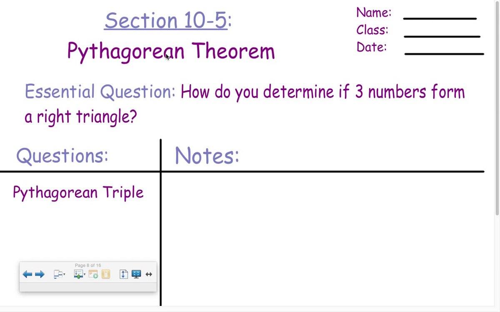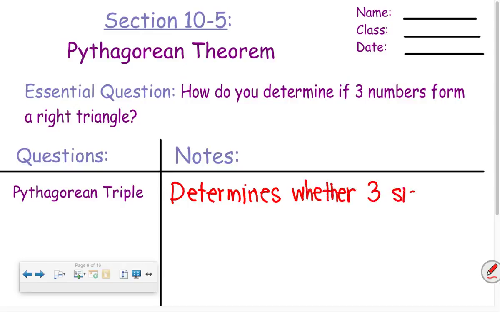Section 10.5 Pythagorean Theorem. Essential question: How do you determine if three numbers form a right triangle? The Pythagorean triple determines whether three sides form a right triangle. So we're going to perform the Pythagorean triple in order to figure that out.